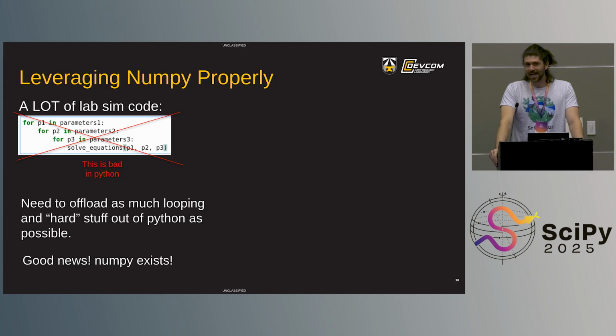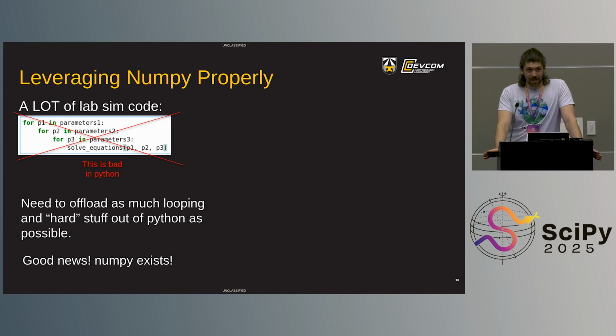So the very last thing we need to do to help out these experimental AMO physicists is we need to use numpy correctly. So if you go to a lot of workstations in atomic physics labs, you'll find code that looks something like this, which, as I'm sure all of you know, this is not a very good way to go about things. You could be waiting hours or longer to wait for something like this to run because you have to call the Python interpreter at every single iteration of the loop. So we want to offload as much of this looping and the hard stuff out of Python as possible.